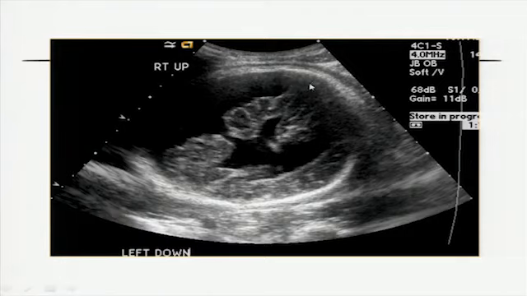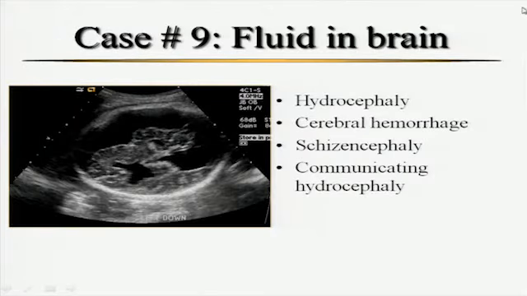Now, is this your typical hydrocephalus? Should the cerebrum be pulled away from the skull like that? So everything else on the baby looked okay. So fluid in the brain, as you know, the ventriculomegaly is why she was referred. So hydrocephalus, cerebral hemorrhage, schizencephaly, communicating hydrocephalus. So it's actually a clefting in the brain that's communicating with the ventricle.